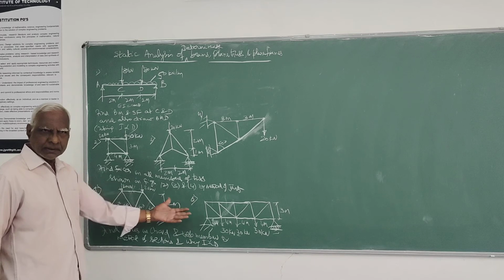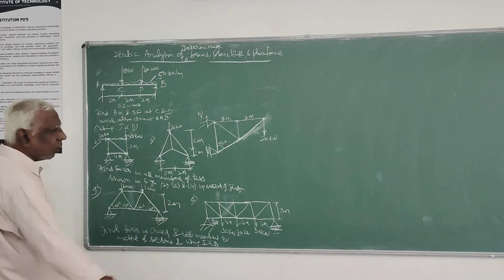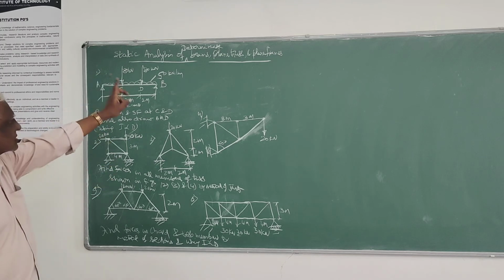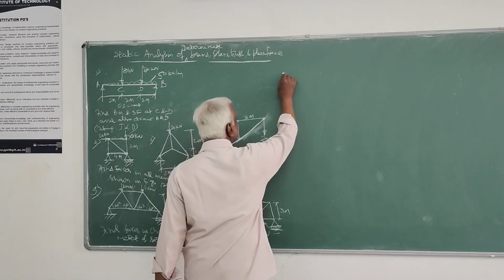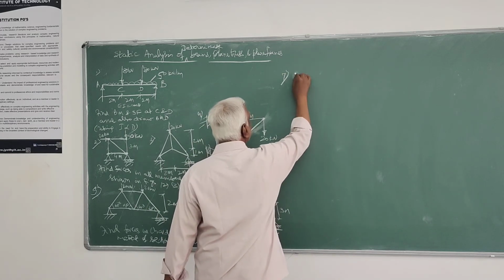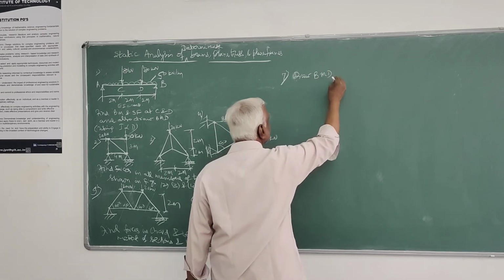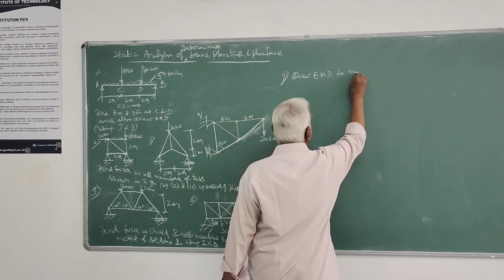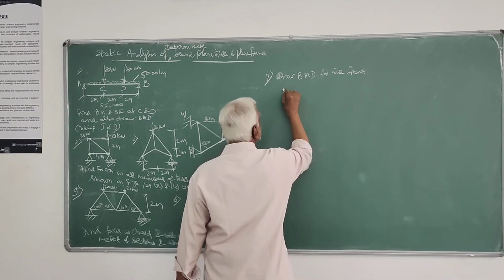This is flat type, this is variant type. So I have covered all these things, method of analysis of trusses as well as beams. And then this is another extra thing. You can analyze or draw BMD for the frames shown below.